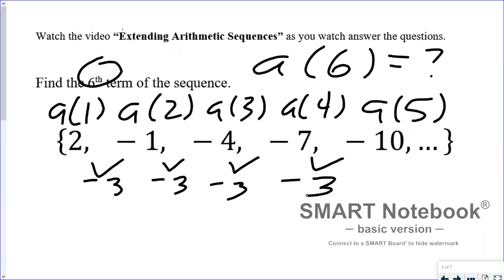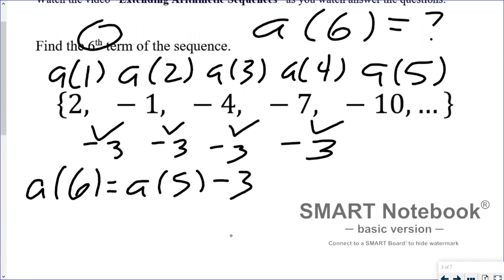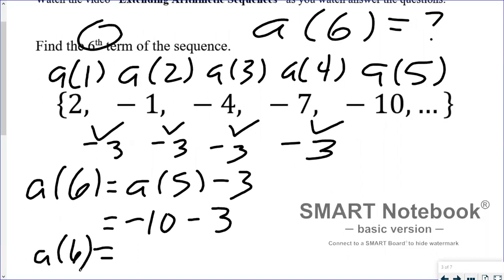To find my sixth term, all we have to do is take my fifth term, which is A5, minus 3. In this situation, it is -10 minus 3. So my A6 is -10 minus 3, which is -13. And we found our sixth term, and we are done.